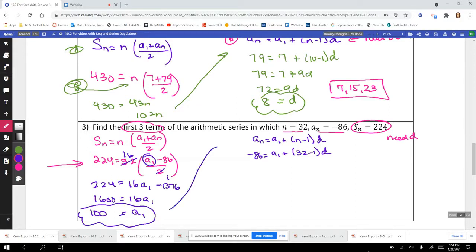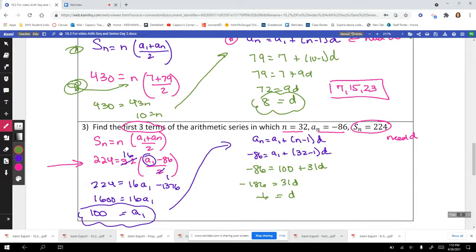Now again, I'm going to go to my other equation that we've been using. Again, I've substituted in my values. What I have so far is my last term. I know the number of terms I'm dealing with. So let me substitute in that a sub 1 I know now is 100, plus this gives me 31d. Okay, so I'm almost there. I just need to figure out what the value is for d. So d is equal to -6.